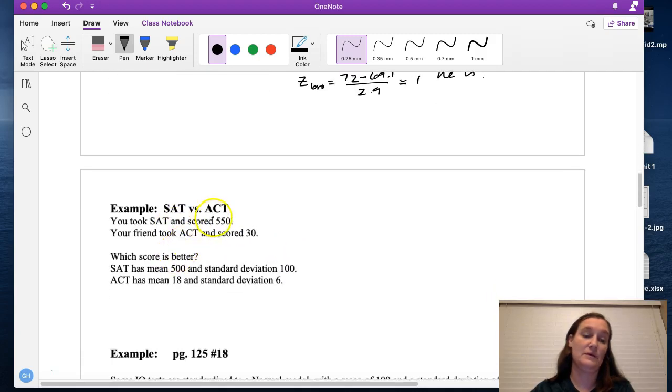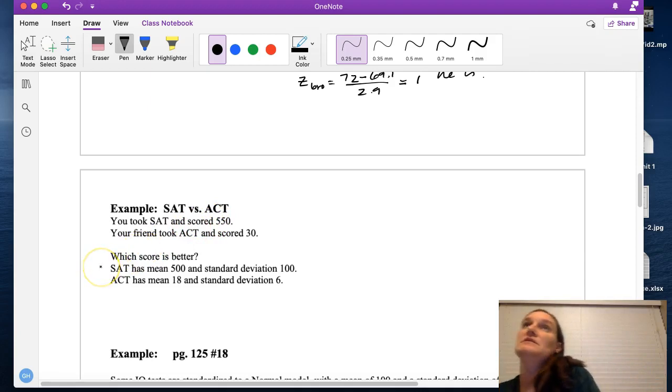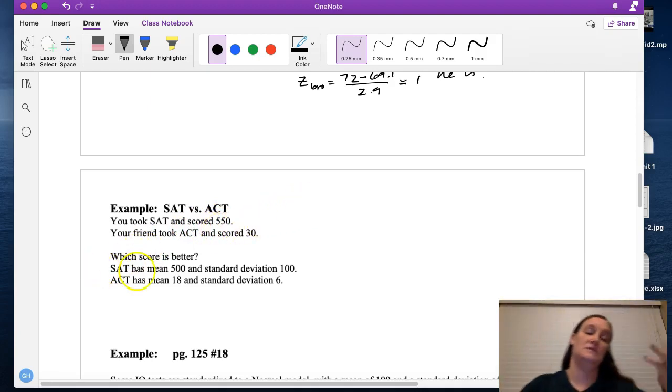Okay, so then another one, SAT versus ACT. So you get a 30 on the ACT, you get a 700 on the SAT. I don't know. How do you know which one's better? This is where doing a z-score and standardizing things is actually kind of important. So you took the SAT and scored 550. Your friend took the ACT, scored 30. Which score is better? And they give you the standard deviation.